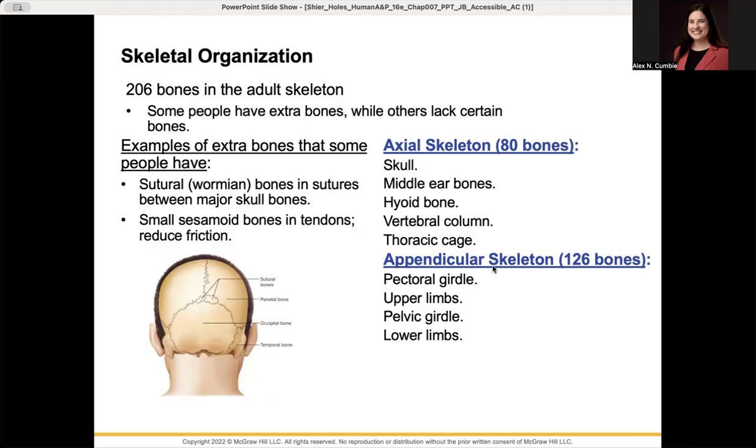Appendicular skeleton is part of the arms and legs. You have your pectoral girdle, which is your shoulder area, those bones in your shoulder. You have your upper limbs, so your arm bones. You have your pelvic girdle, so these are your hip bones, okay? And then you have your lower limbs, which are your leg bones. Those all are encompassed in appendicular skeleton. Again, pectoral referring to the shoulders, pelvic referring to the pelvis.